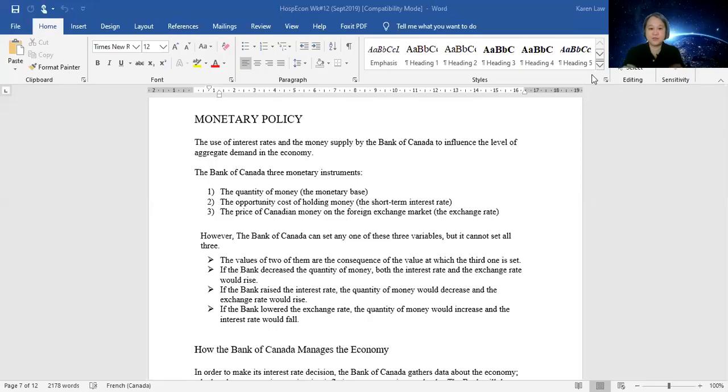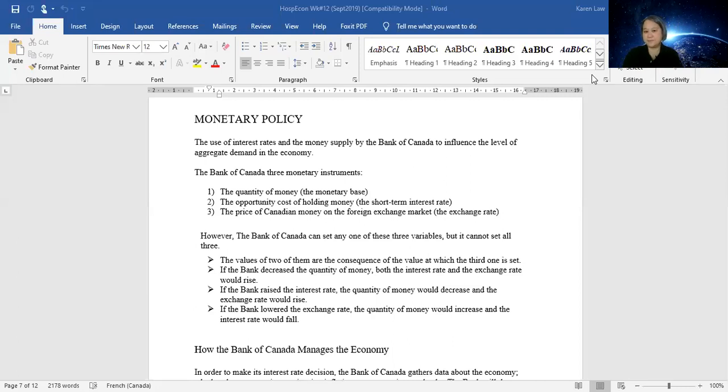All right, so let's talk about monetary policy. Monetary policy is basically any type of policy that the central bank, which is the Bank of Canada, uses to influence the economy.